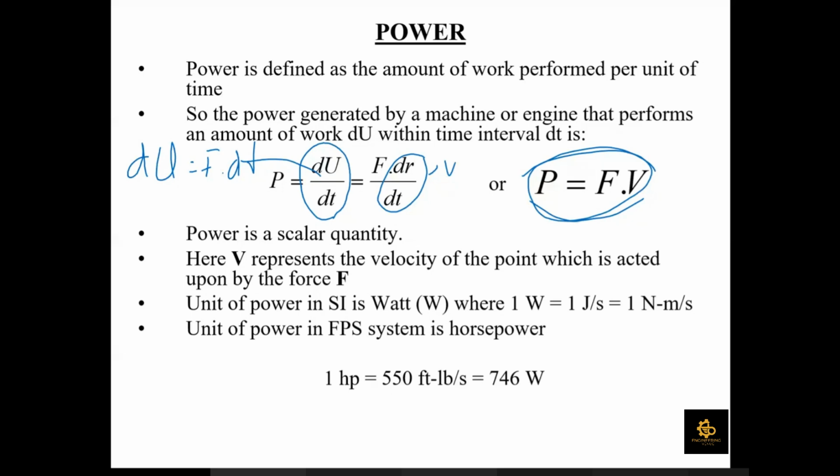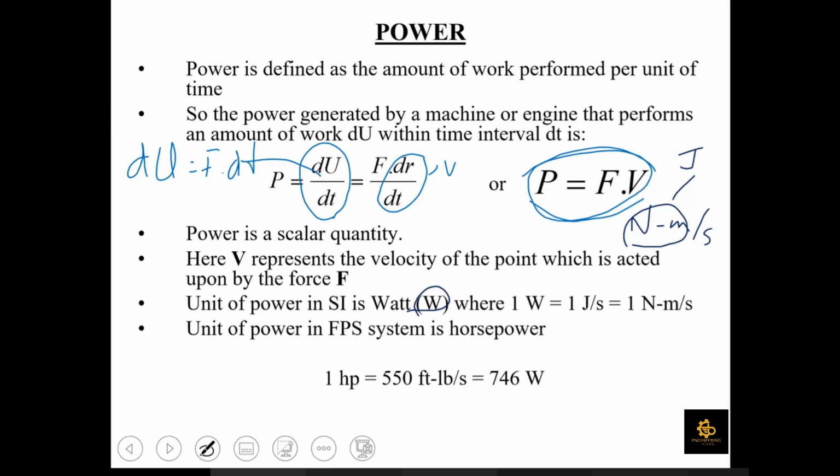If I talk about the units of force, the units of force are Newton. What about the velocity unit? It is meter per second. So power is basically Newton meter per second. And we know that Newton meter we represent by joule. So joule per second is how we define the units of power. And that unit is basically watt. So watt is basically equal to 1 joule per second.